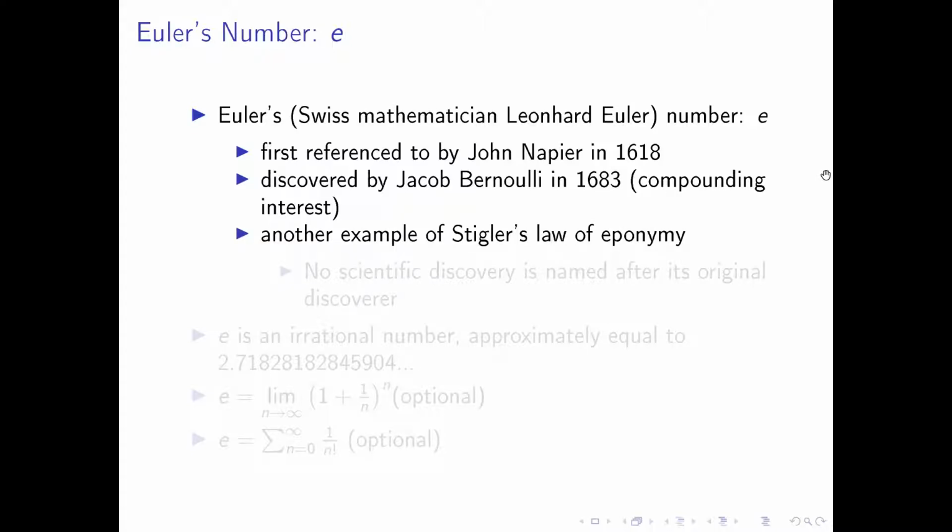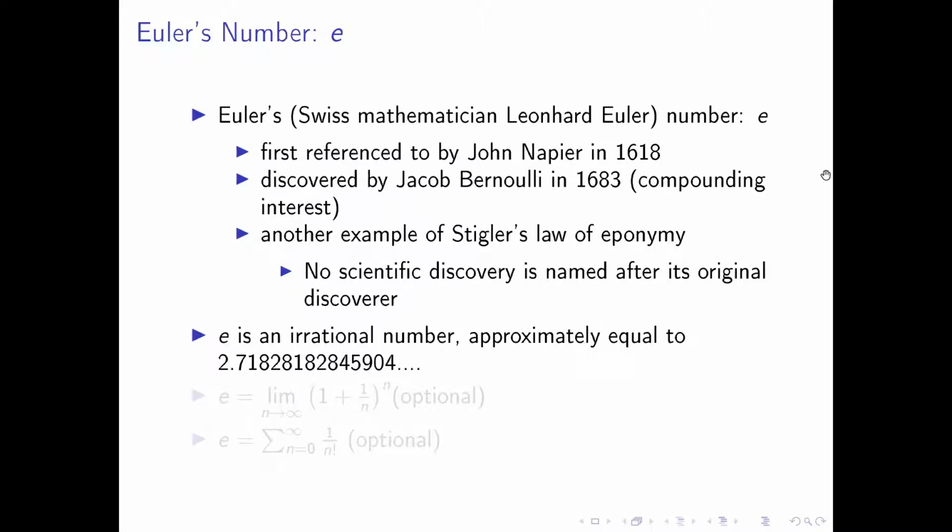So the discovery of e is another example of Stigler's law of eponymy, which states that no scientific discovery is named after its original discoverer, because here the real discoverer is Jacob Bernoulli, but somehow this number is named after Euler, abbreviated as e.